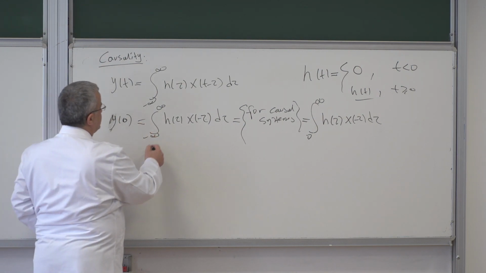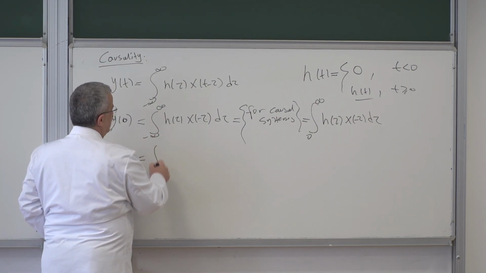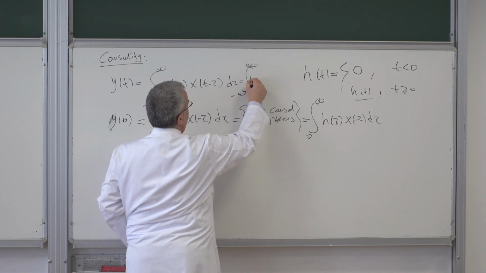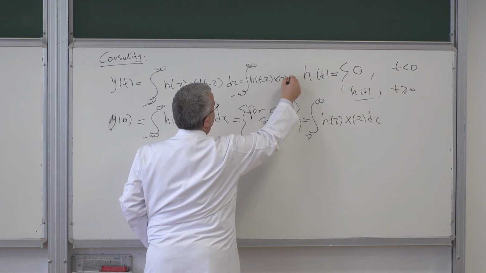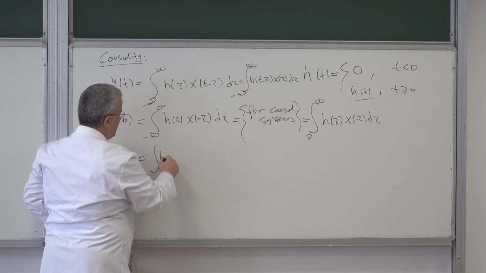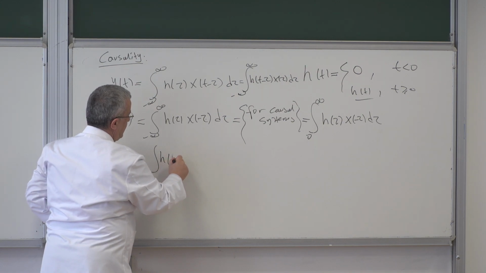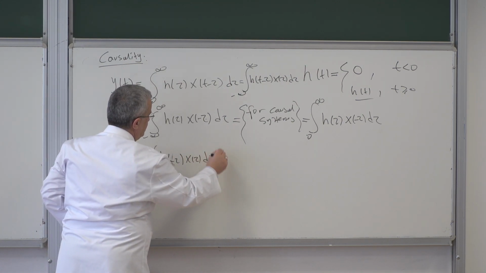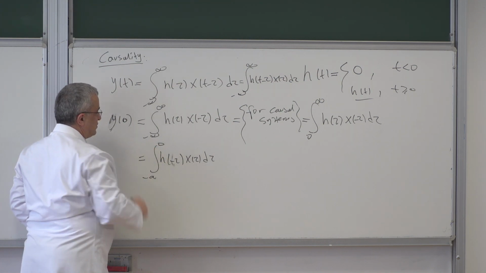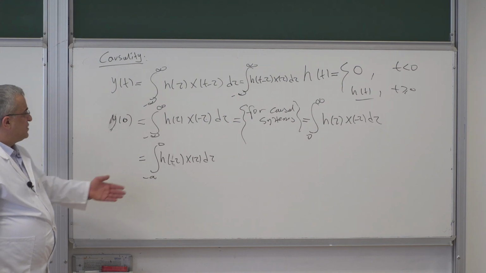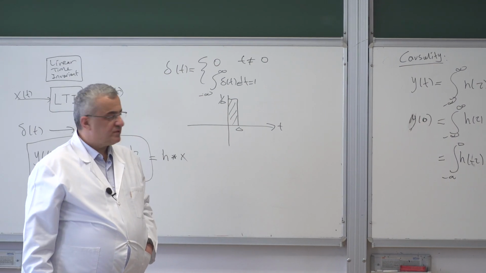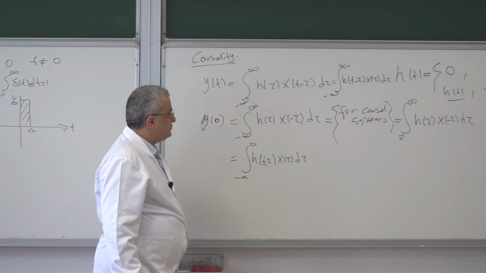Another way, how can we write this? What was another way to write this? It is the integral of h(t minus tau) x(tau) d tau, right? So for t equal to 0, what would that be? h(minus tau) x(tau) d tau. Okay? So this is from minus infinity to 0. So this is another way of writing the same thing. It gives you exactly the same result. Okay? It's just a change of variable. This is for causal systems.